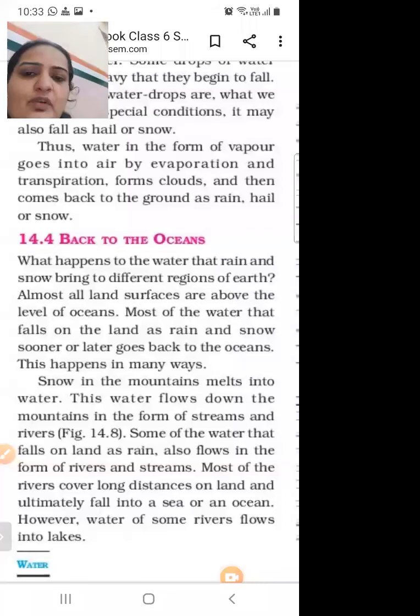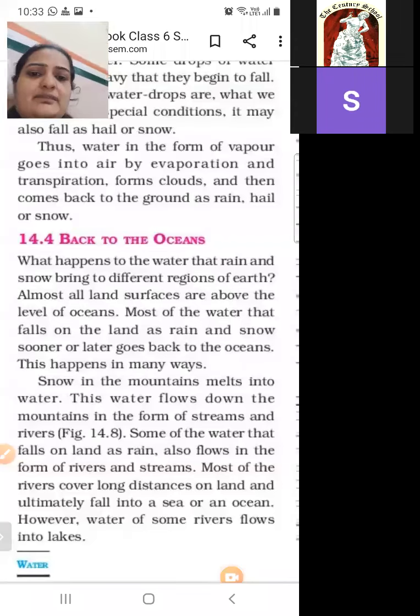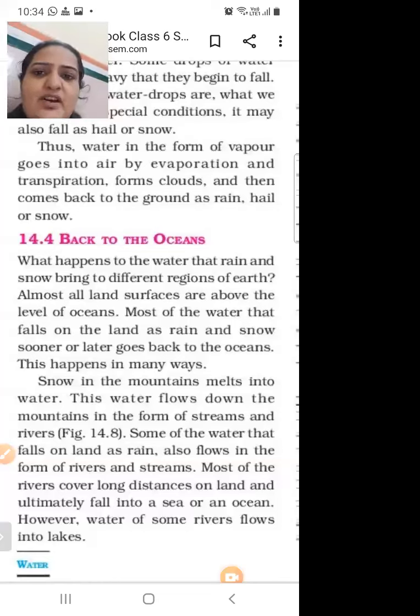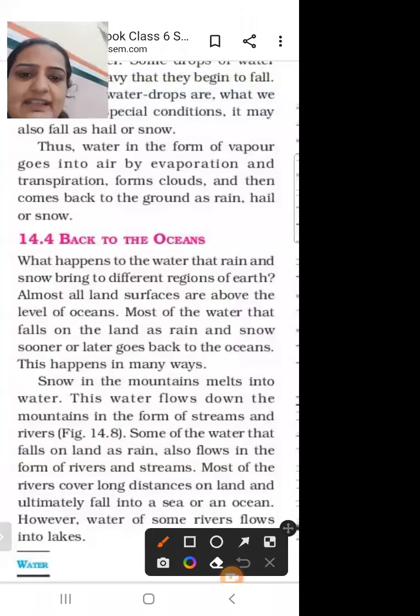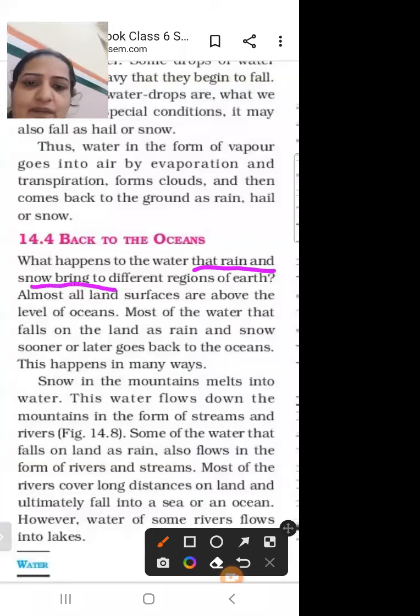The rain water, the remaining hills and snow, it will meet the ocean. जो हमारा सारा water है वो कहाँ मिलता है हमारा oceans पे. So today's topic is back to the oceans. What happens to the water that rain and snow bring to the different regions of the earth?